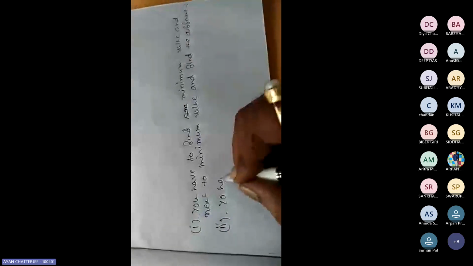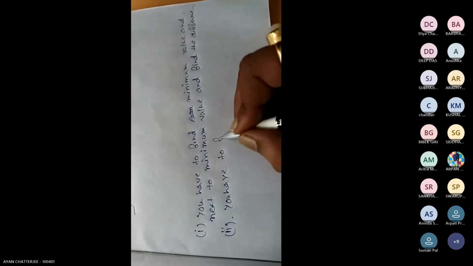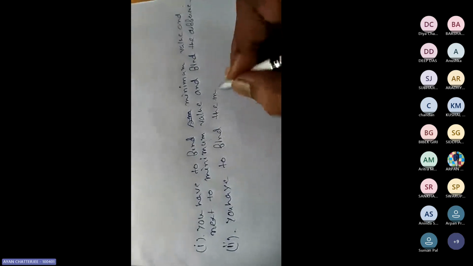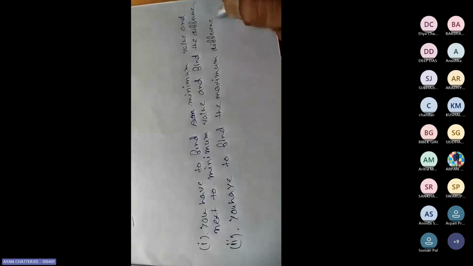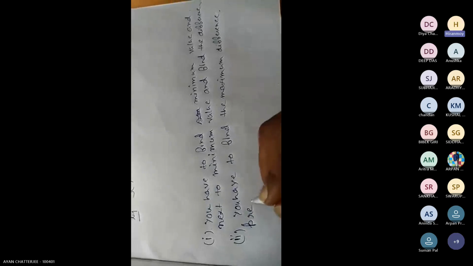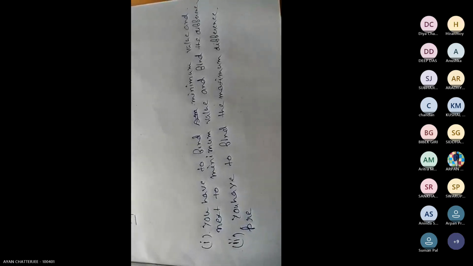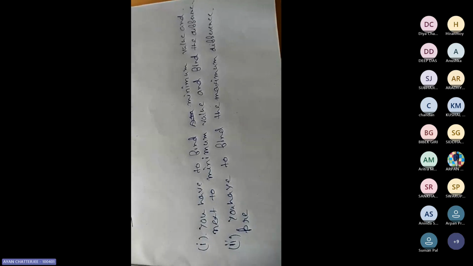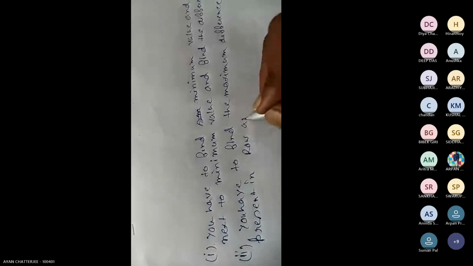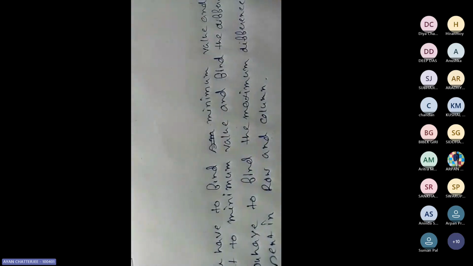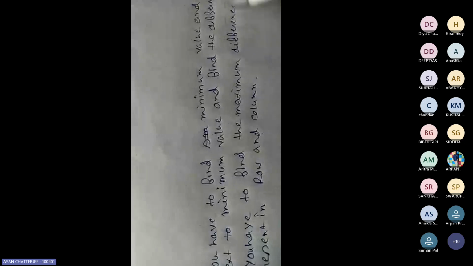So after finding out the difference, what you have to do? Next, you have to find the maximum difference present in rows and columns. Look, what we have done, we first find the smallest element, the minimum value, and the next to minimum value, and then find the difference.